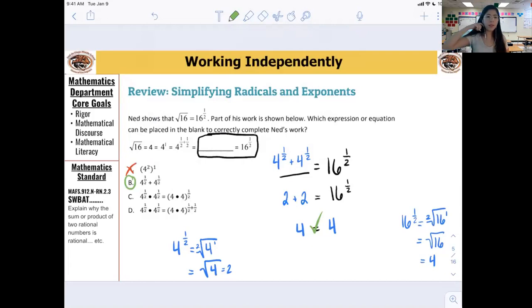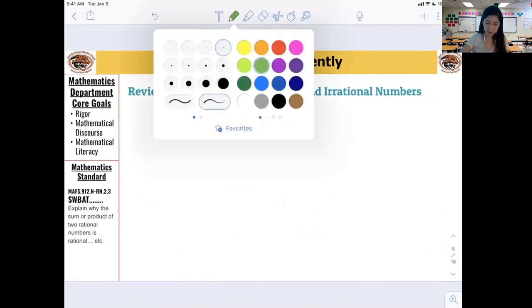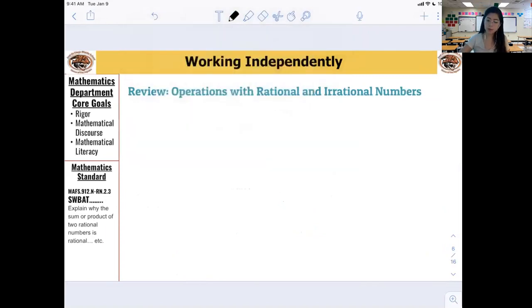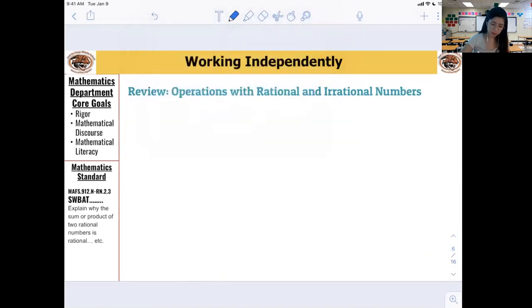Okay, all right. So now let's review the operations with rational and irrational numbers. We talked about this yesterday. I just quickly wanted to review what they are. Let's talk about addition. If I have a rational number plus a rational number, what do I always get? Rational. Always rational. Good.